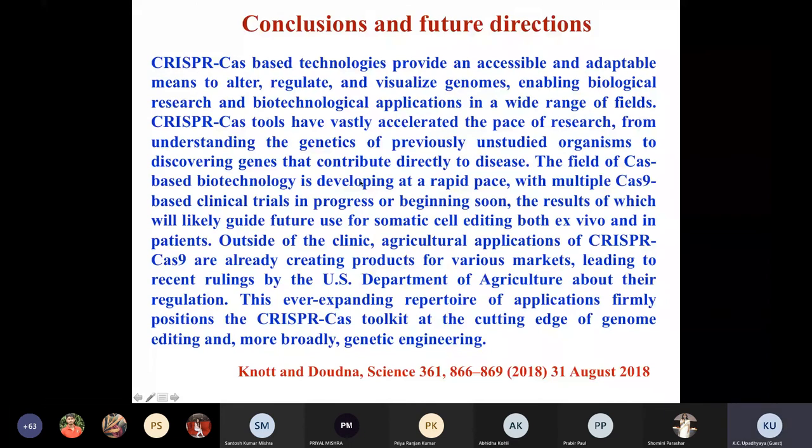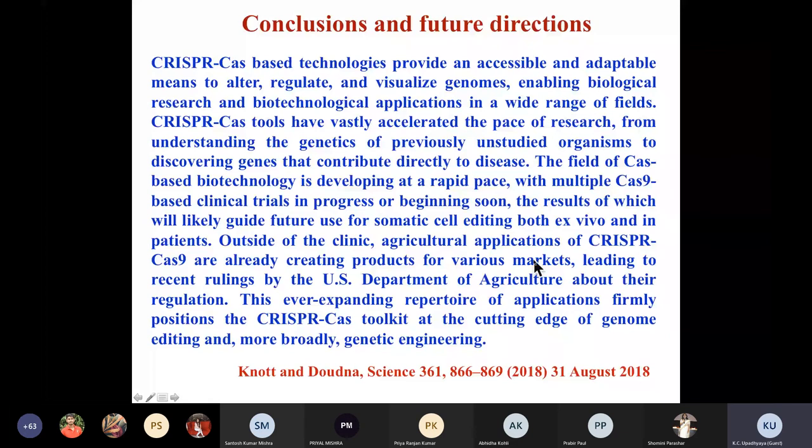The field of Cas-based biotechnology is developing at a rapid pace, with multiple Cas9-based clinical trials in progress or beginning soon, the results of which will likely guide future use for somatic cell editing, both ex vivo and in patients. Okay, also work in crops is going on, leading to recent rulings by the US Department regarding regulation.